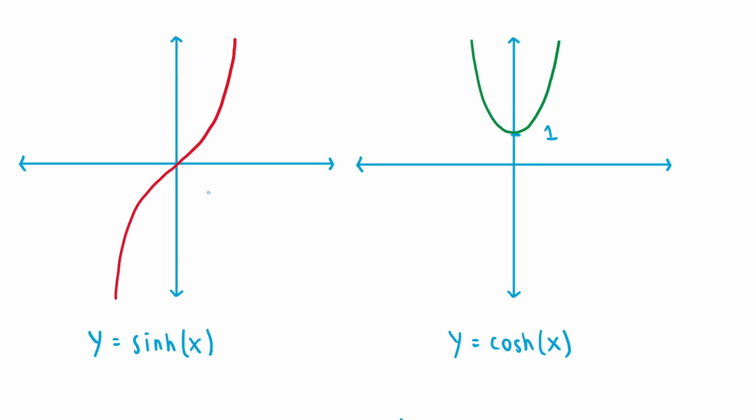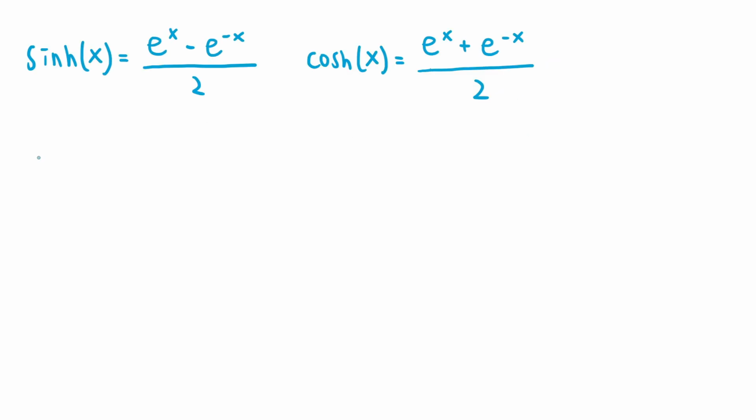So here's what the graphs of sinh of x and cosh of x look like. You can see that sinh of x is positive for positive x values and negative for negative x values, and takes on a value of 0 when x equals 0, which means the graph passes through the origin. Cosh of x, on the other hand, always has a positive value and takes on a value of 1 when x equals 0. Another thing to note is that sinh of x is an odd function, while cosh of x is an even function.